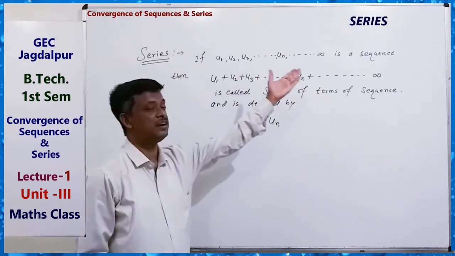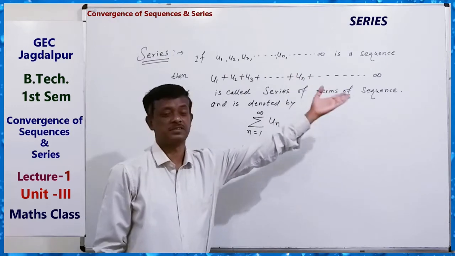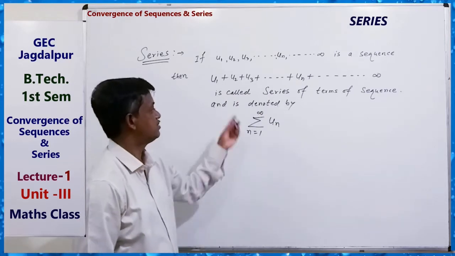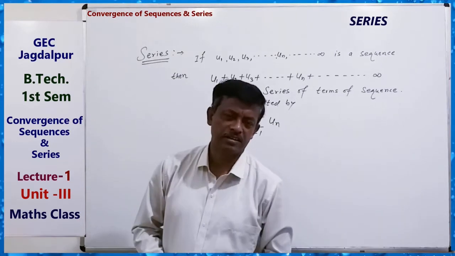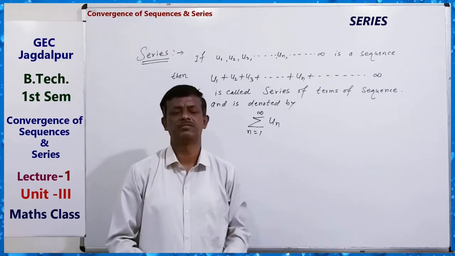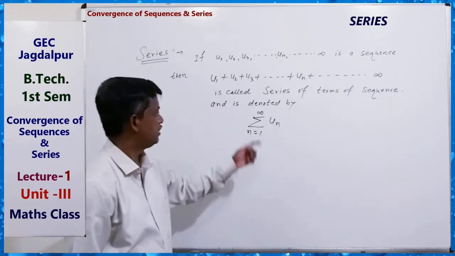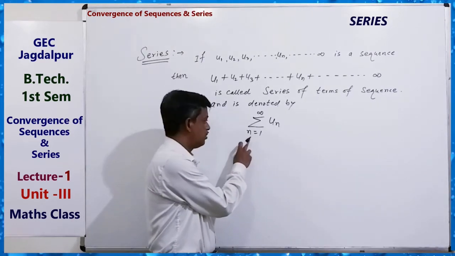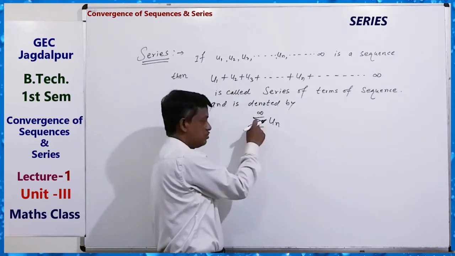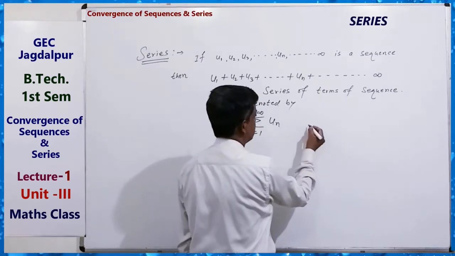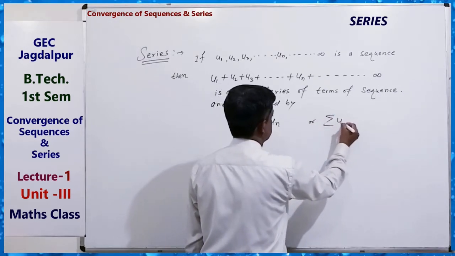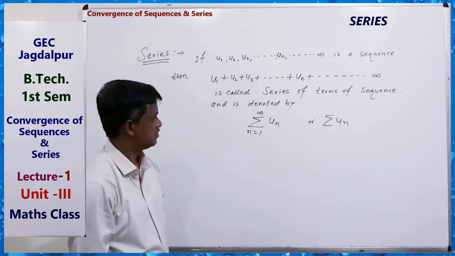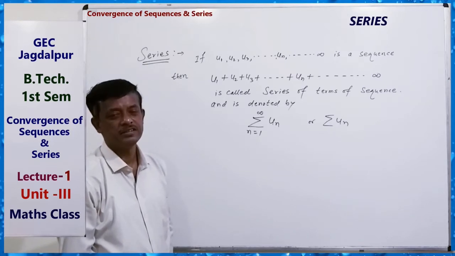If the sequence is finite, then there are finite terms, and the series will be finite. If there are infinite terms, the series will be infinite. Generally we are concerned with infinite series, because the nature of a finite series is always convergent. The notation is summation with n equal to 1 to infinity, or you can write only summation, where it is clear that n goes from 1 to infinity. So this is an infinite series.